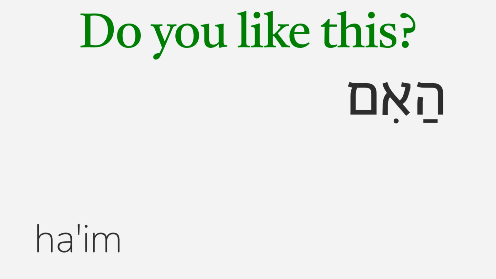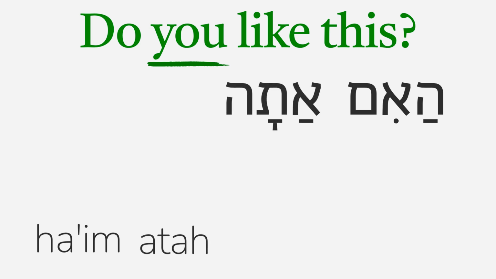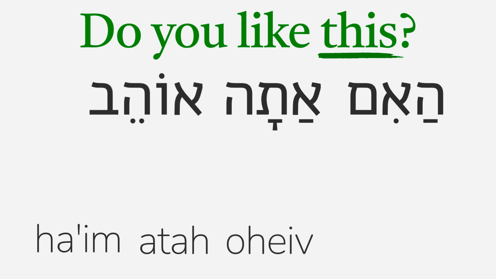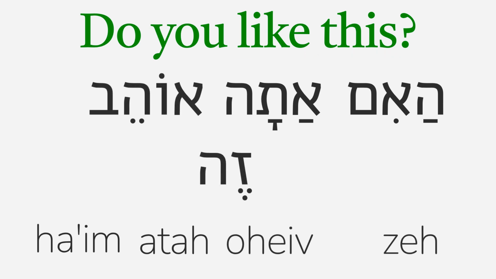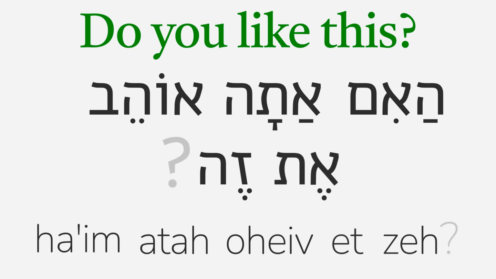Let's say, do you like this? Since this is a question that needs a yes or no answer, we can start it with ha'im, though we don't have to. For you, let's first use the masculine singular ata. Because we're using that, the verb like must also be in masculine singular form, so that's ohev. This is ze, but since it's the definite direct object of the verb ohev, we have to say et ze. Then in writing, we end with a question mark, and we ask it like this. Ha'im ata ohev ze? Do you like this?